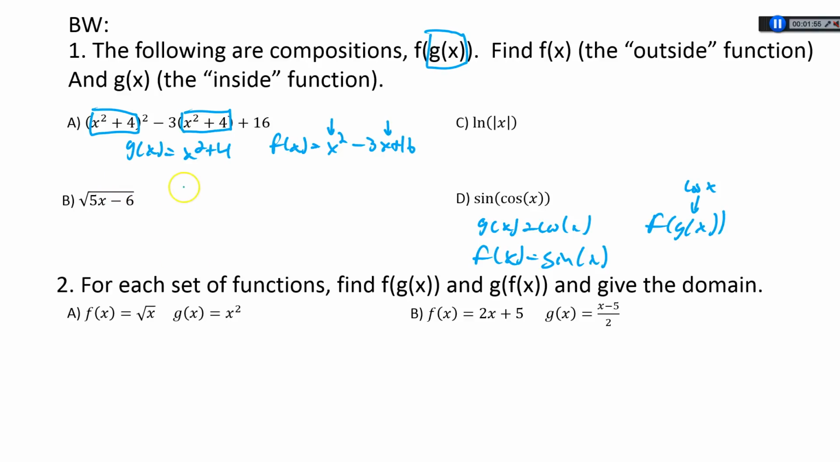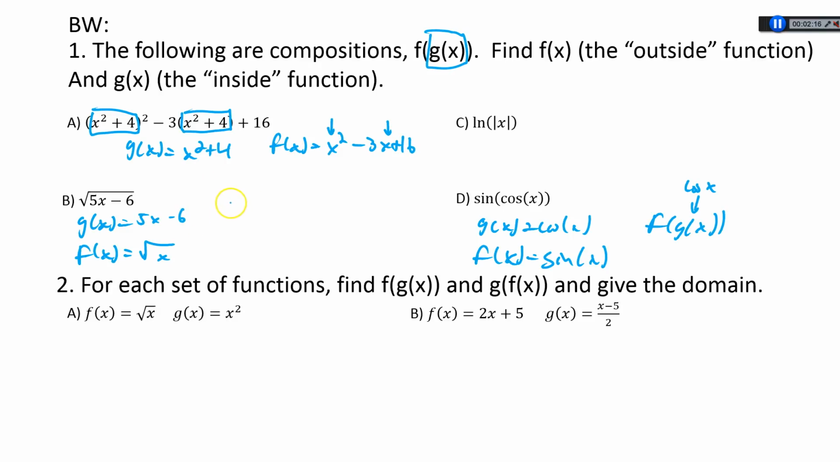Root 5x minus 6. A couple ways I can think of to do this. I think the simplest way is to say that the inside function, g of x, is 5x minus 6. Then the f of x function is just root x. Right? So this is kind of taking composition to that next level, understanding which functions are composed here. But the g function has just replaced the x, right? Now, there are other ways you could do this, right?